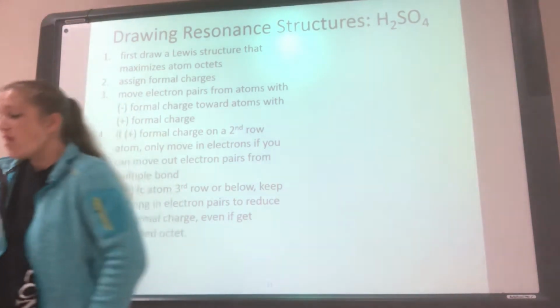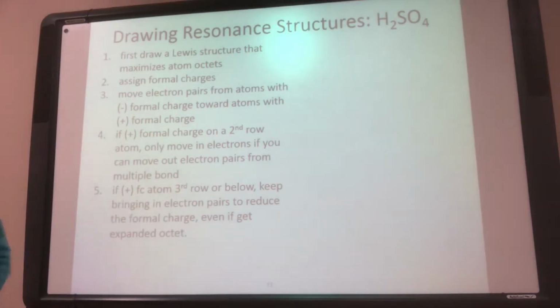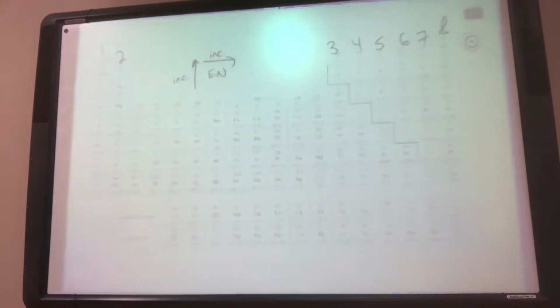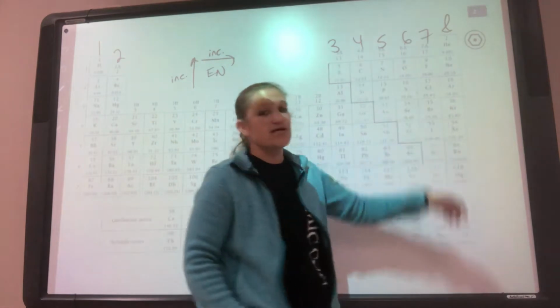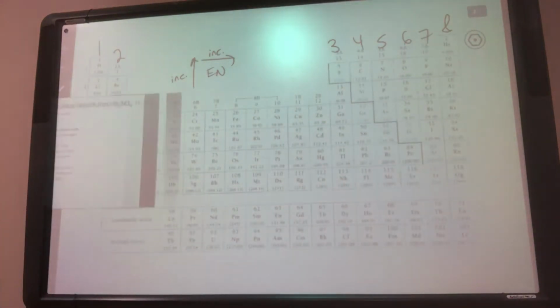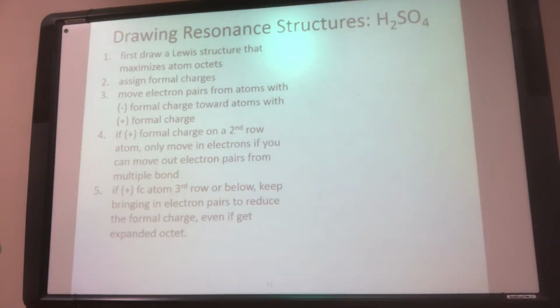Right, so let's try this one. H2SO4, same process. Who goes in the middle? H doesn't go in the middle. S or O? S is less electronegative. S goes in the middle. O's go around. I got some H's.